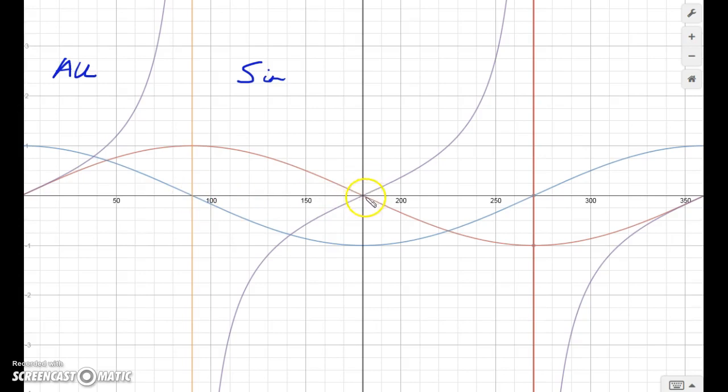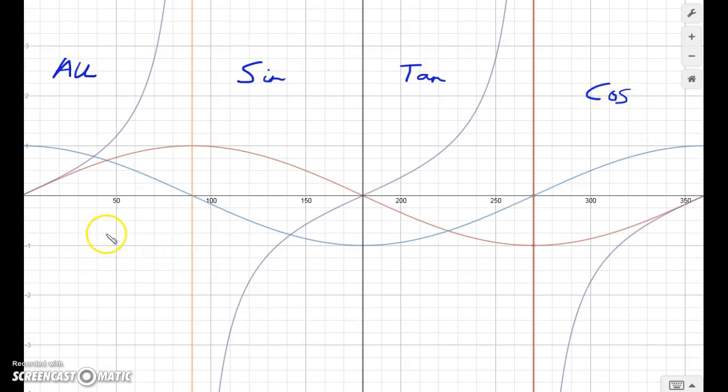Now 180 to 270: sine graph negative, cosine negative, but the tangent one is positive. By positive, maybe I should have explained this earlier, that's above the x-axis, is another way of looking at it. So in this case, the tan graph is positive. Now between 270 and 360, the only one that's positive, above the x-axis, is the cosine graph.